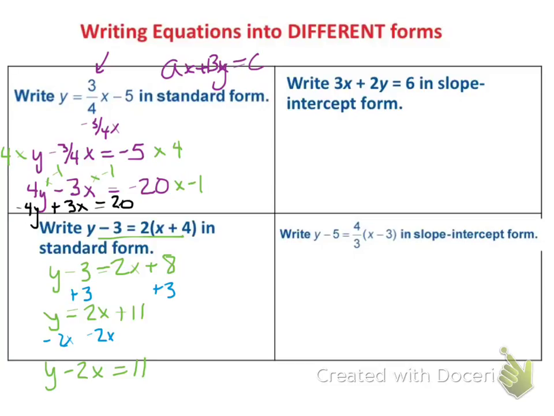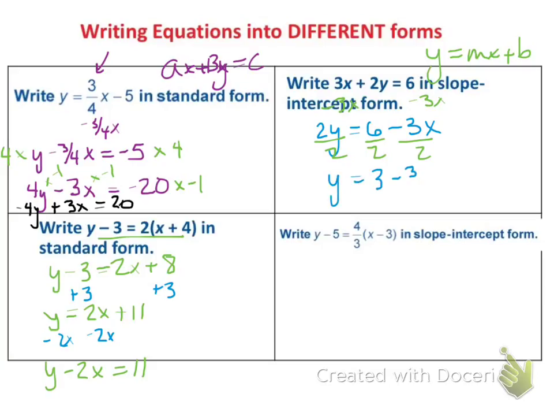Write 3x plus 2y equals 6 in slope-intercept. That's y equals mx plus b, so I want the y all by itself. We've done this before. First thing we're going to do is subtract 3x from both sides. So we get 2y equals 6 minus 3x. Still trying to get y all by itself. So we're going to divide by 2. So we get y equals 3 minus 3 halves x. Alright, let's do that last one here.